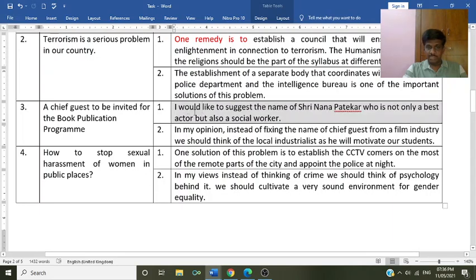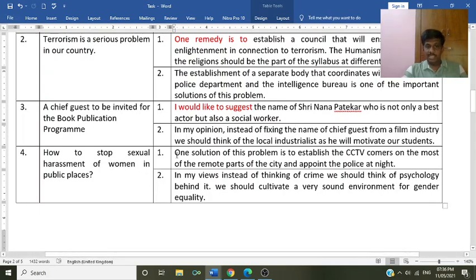This kind of structure is again common that we can use in any situation or in any group discussion. I would like to suggest the name of Sri Nana Patekar, who is not only a best actor but also a social worker. So you are suggesting a name and also giving a reason why you are suggesting the name of the person. Then second, say, in my opinion, instead of fixing the name of a chief guest from a film industry, we should think of a local industrialist as we will motivate our students.